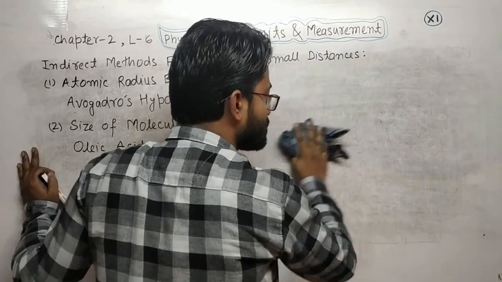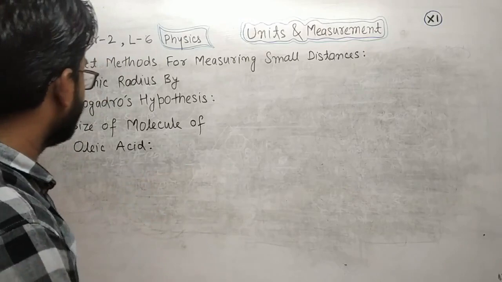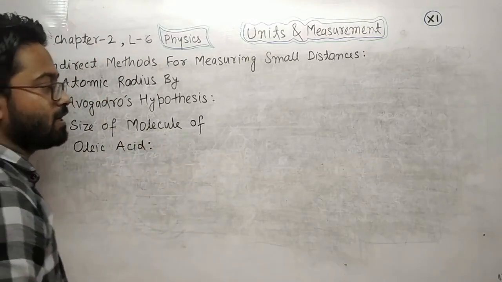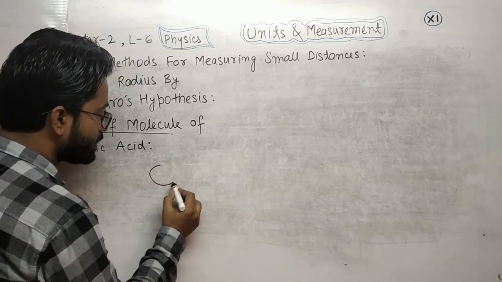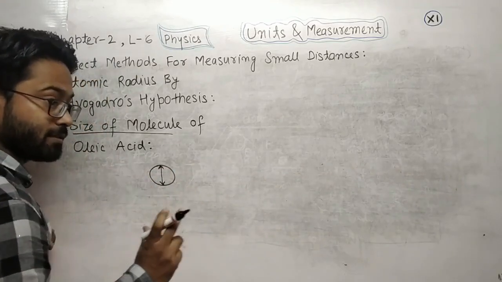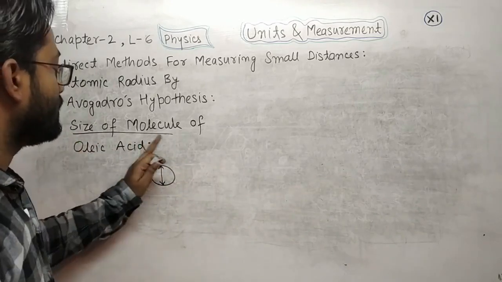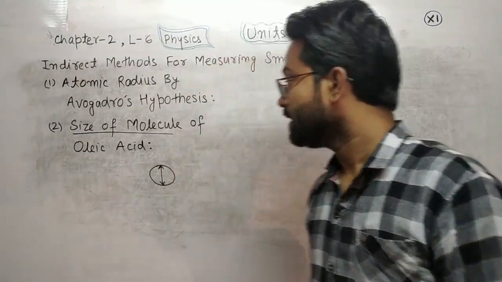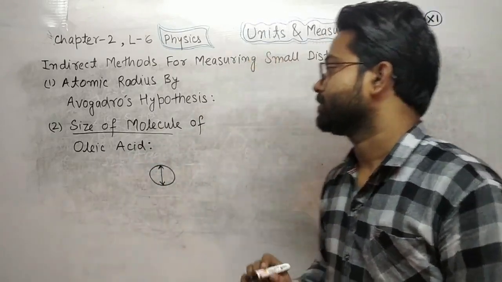Oleic acid is a soapy substance. The size of a molecule means, if this is a molecule or atom, the diameter of that particular molecule is called the size of the molecule. Be clear. Size of molecule means the diameter of the atom or molecule. We need to calculate the diameter of the oleic acid.